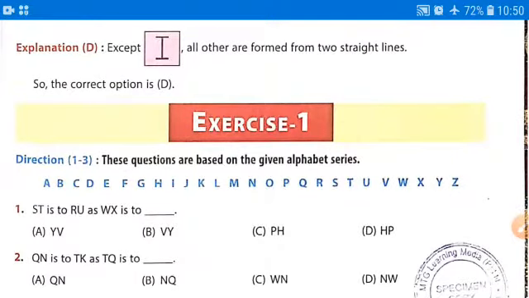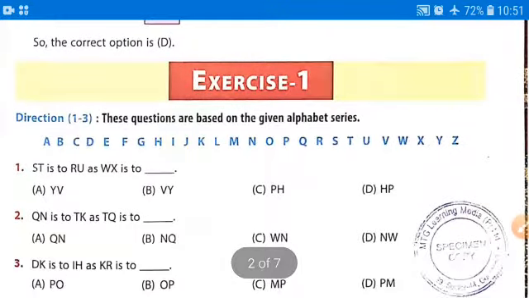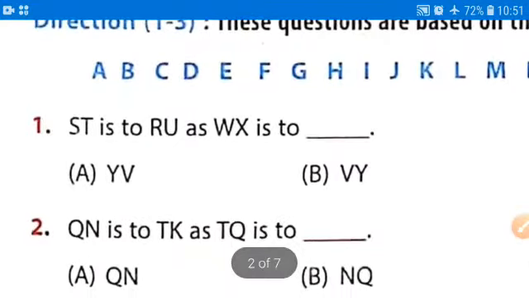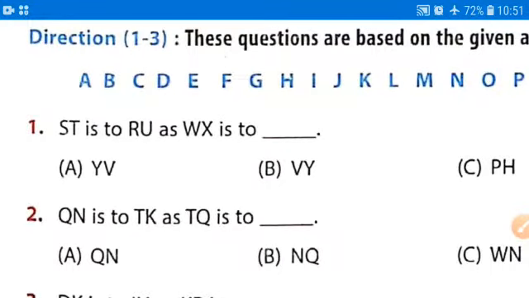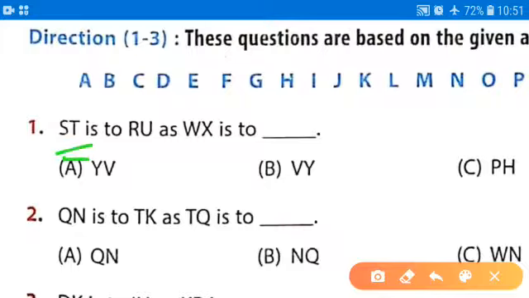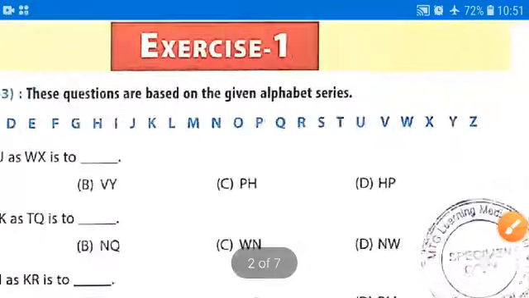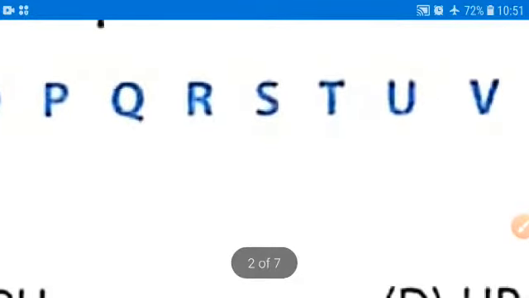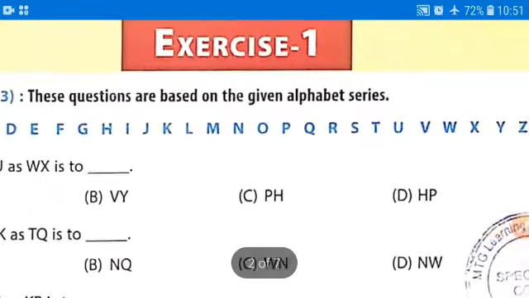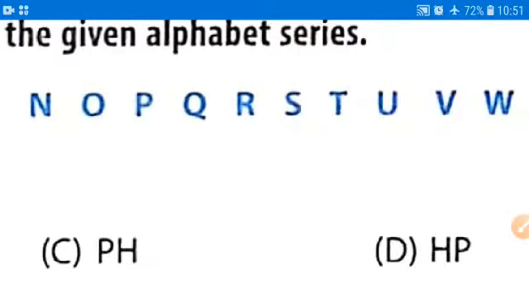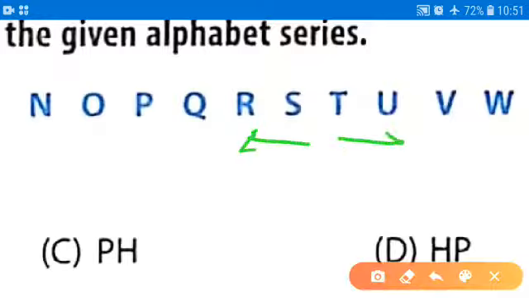Now the first question we have is of alphabetical series. Here ST is to RU as WX is to what? ST becomes RU. Before S what comes? R, as you can see here. And after T what comes? U. Before S we have R and after T we have U.